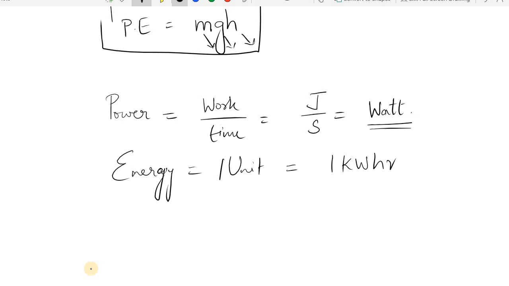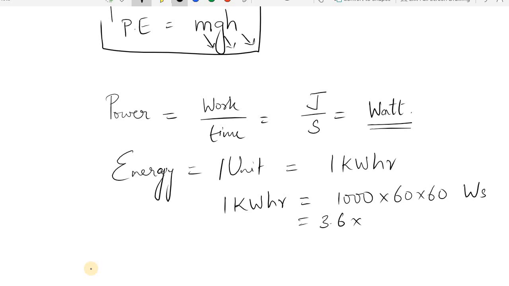So 1 kilowatt hour, if I were to convert it to watt second, it would be 1 into 1000. So 1 kilowatt is 1000 watts, and 1 hour is 60 into 60 seconds. So it is 3.6 into 10 power 6 watt second, or I can also say it as joules. So the commercial unit of energy is given in kilowatt hour.